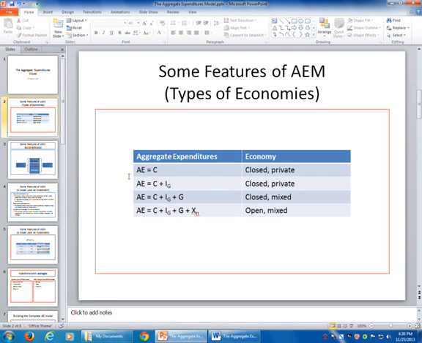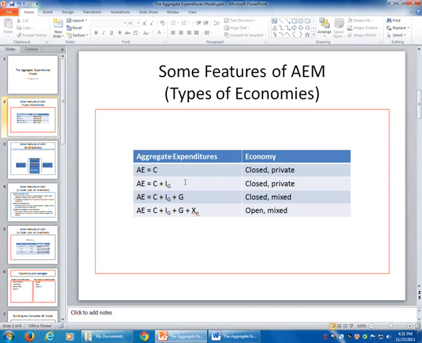For example, if aggregate expenditures just consist of consumption expenditures, that type of economy is called a closed private economy. It's closed because there is no exporting or importing, so the economy is closed off from the rest of the world. And it's called private because consumption is the biggest part of the private sector. So if aggregate expenditures just consist of consumption, that type of economy is called a closed private economy.